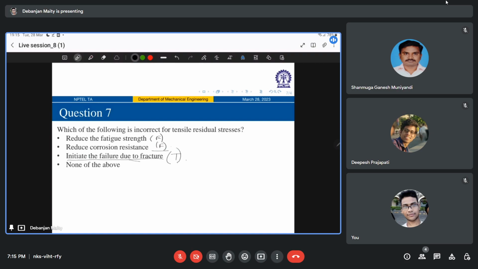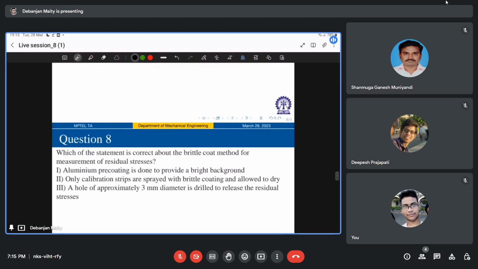It initiates the failure due to fracture, and then because of your fracture propagation and the presence of this tensile residual stress, you'll have some brittle crack, right? That was the thing I was discussing till now as an effect of this residual stress.